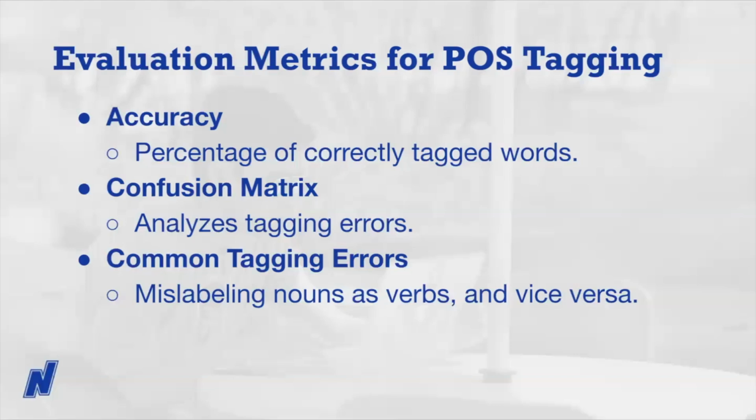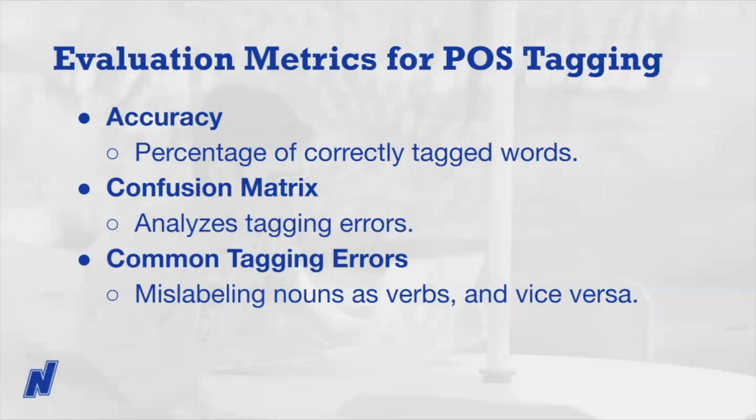The matrix is particularly useful for understanding the nature of errors. For instance, the system might confuse verbs and nouns more often than confusing nouns with adjectives. This insight can help you focus on improving specific areas of the tagging model, especially when there are certain tags that are frequently misclassified. So what are some common tag errors? When we work with POS tagging, some of the most common include verb to noun confusion and adjective to adverb confusion.